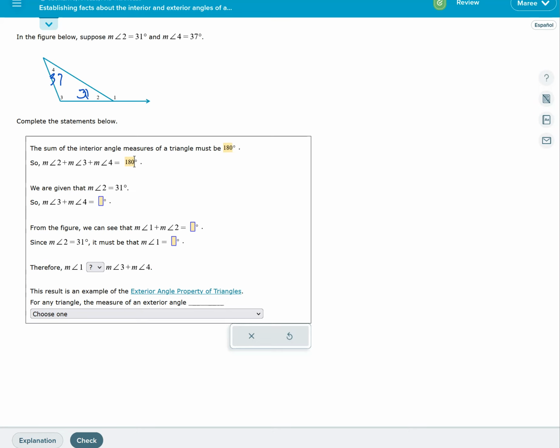We're given that angle 2 is 31. So measure angle 3 and 4 has to be. Now to find what measure angle 3 plus measure angle 4 is, we're going to take 180 and subtract 31. And that will give us what the sum is, which is 149.